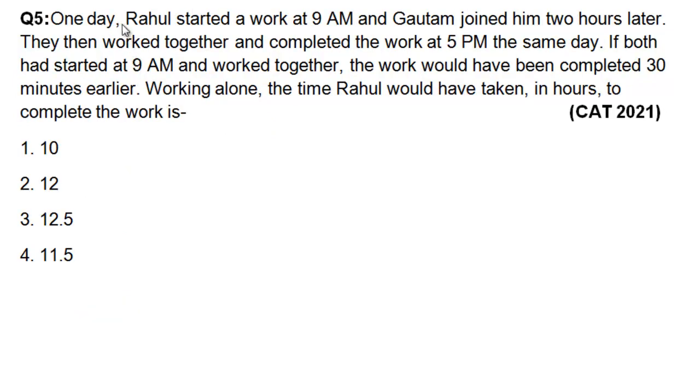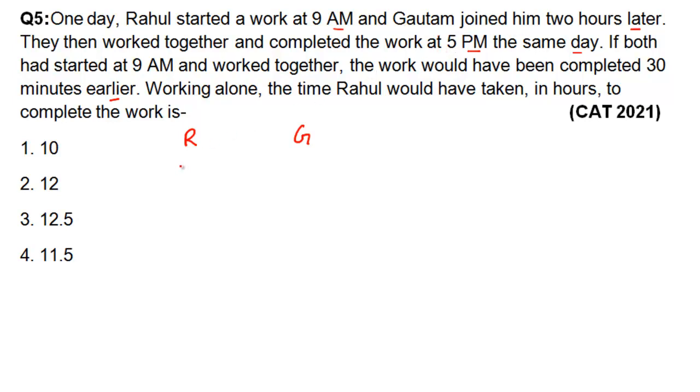Let's take the next question that says, one day Rahul started a work at 9 AM and Gautam joined him 2 hours later. They then worked together and completed the work at 5 PM the same day. If both had started at 9 AM and worked together, the work would have been completed 30 minutes earlier. Working alone, the time Rahul would have taken in hours to complete the work. So there are two people, Rahul and Gautam. So in one day they started at 9 AM and completed at 5 PM. But Gautam worked 2 hours less.